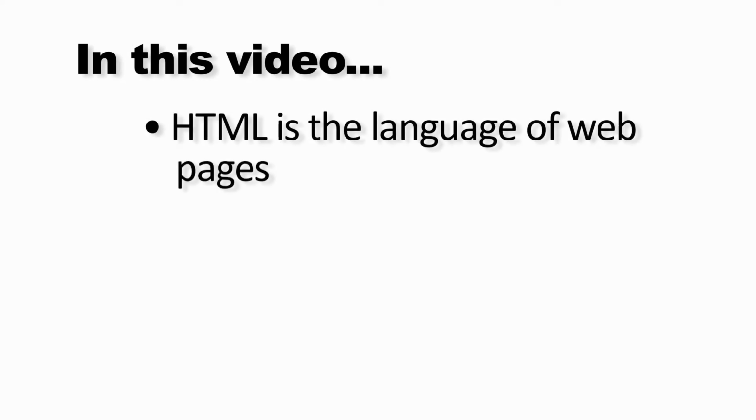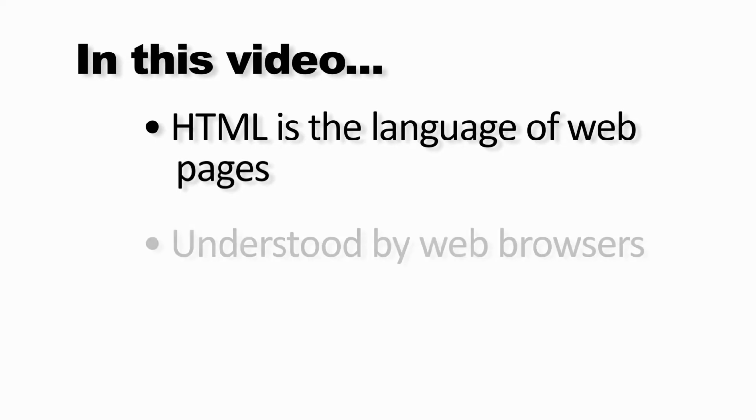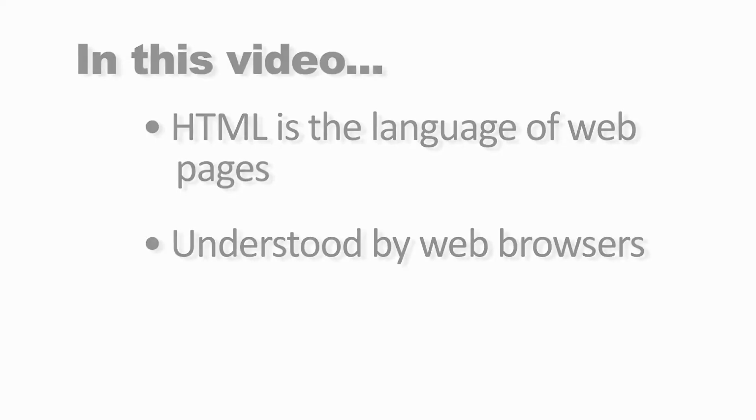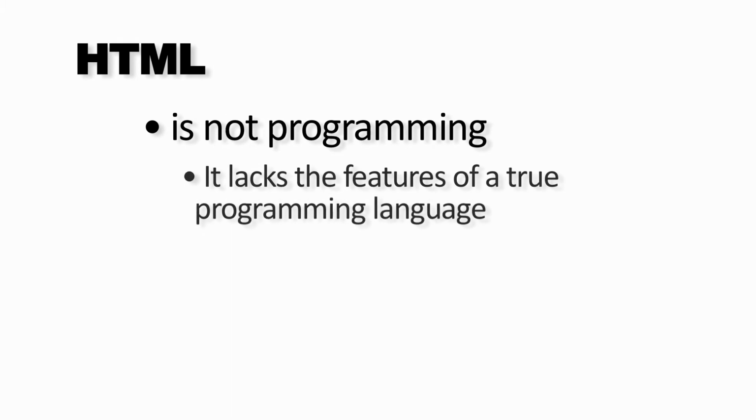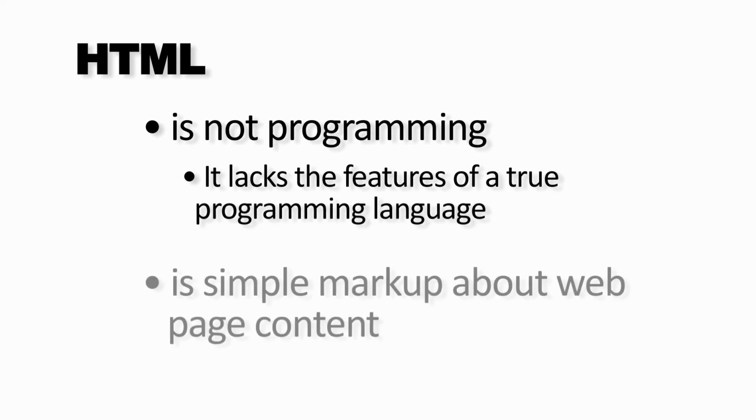Hypertext Markup Language, or HTML, is the language of web pages. It's instructions your web browser uses to lay out and display a web page. One thing we should realize is that HTML is not programming. Real programming languages like C++ or PHP have variables, control structures, loops, and lots of other features. HTML is just relatively simple markup and layout instructions about displaying web page content.